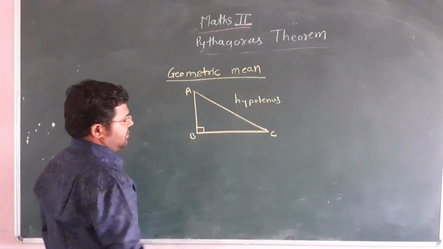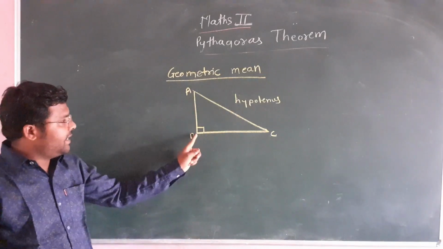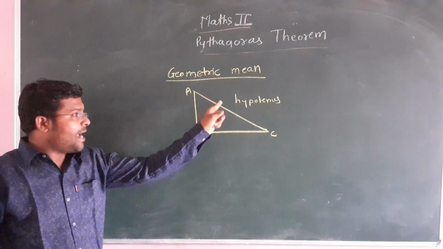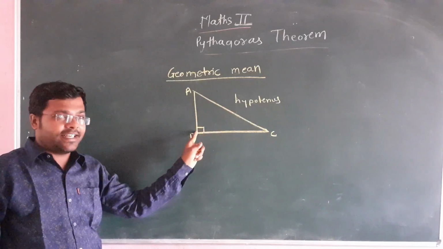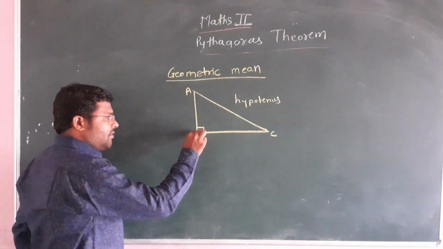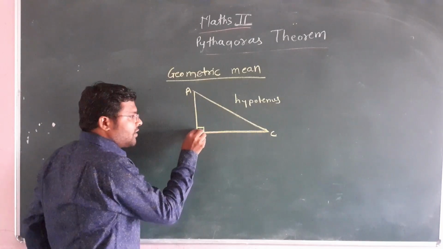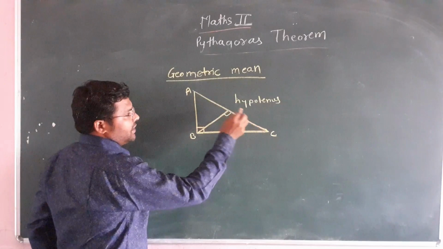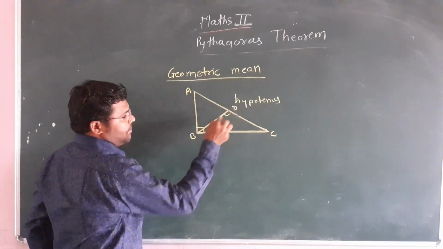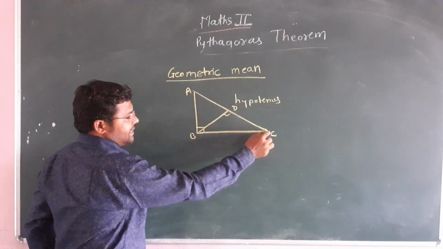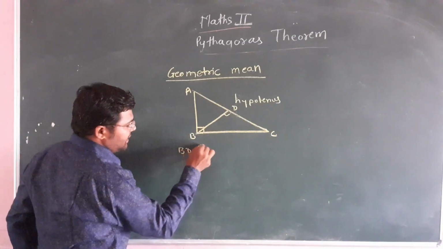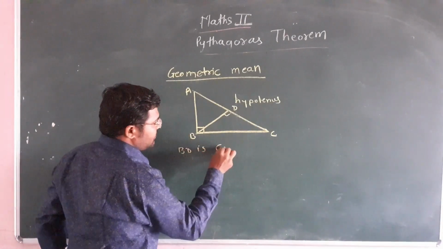Geometric mean means the perpendicular segment on the hypotenuse from the right angle. I draw a perpendicular on the hypotenuse from the right angle. So BD is the perpendicular on hypotenuse AC from the right angle. So here BD is the geometric mean.